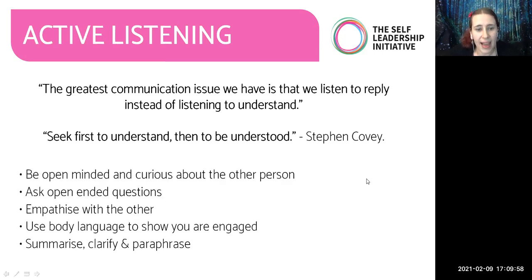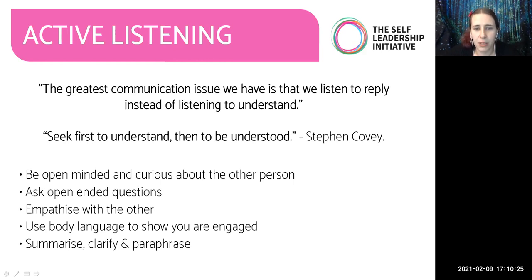So if we want to actively listen, we need to be open-minded and curious. And that's different to being, say, judgmental or opinionated. Open-minded is just wanting to know what it is the other person's trying to share. Asking good open-ended questions is important for helping our understanding. It allows the other person a chance to explain themselves well.